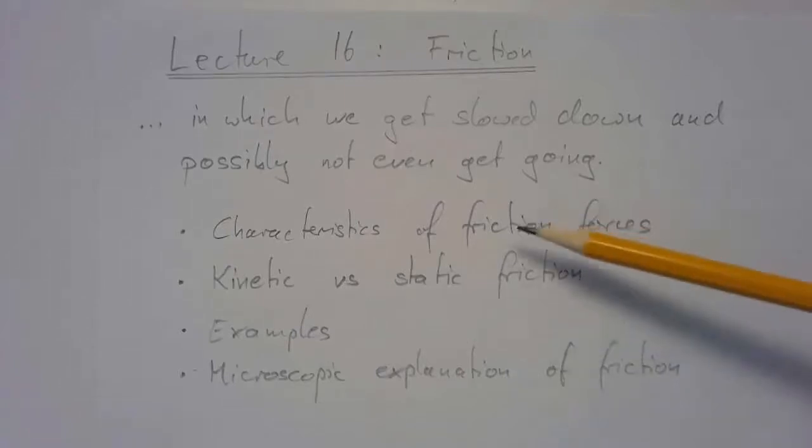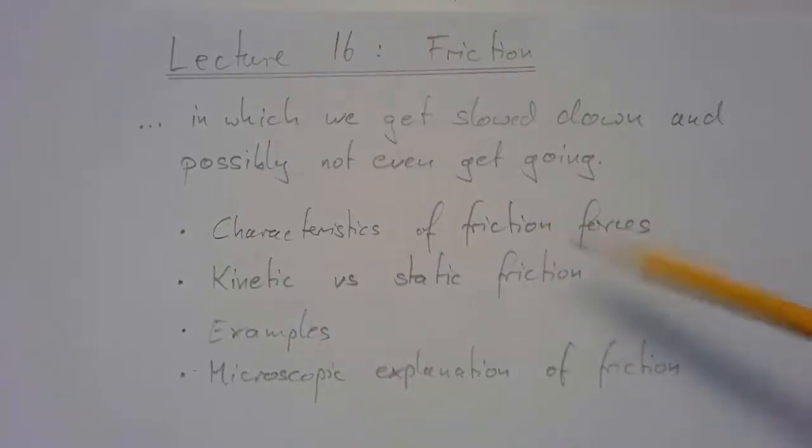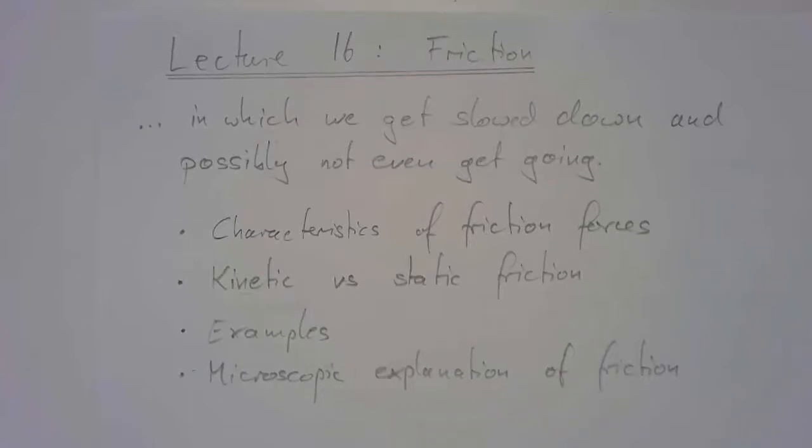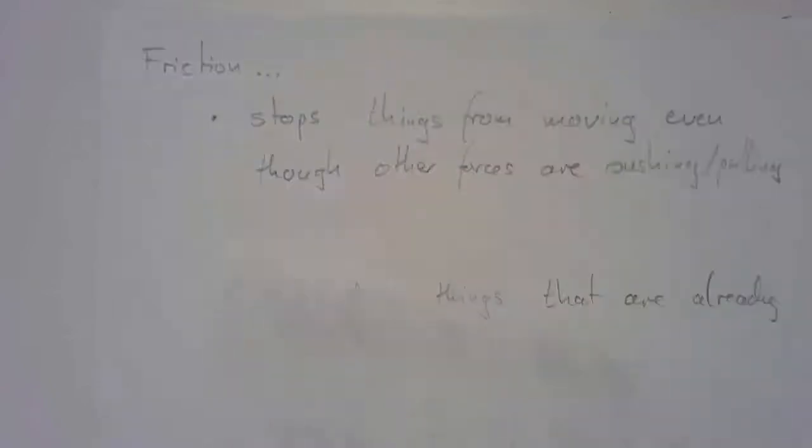So we're going to go through the characteristics of friction forces. We're going to discuss the two types of friction. Actually, there's a third one called rolling friction. I'm not going to talk about that right now. But we're going to distinguish between those two types. We're going to go through some easy examples, and we're going to try to give a sort of explanation at a microscopic level of atoms and molecules of why there is such a thing as friction. Okay, let's talk about the basics.